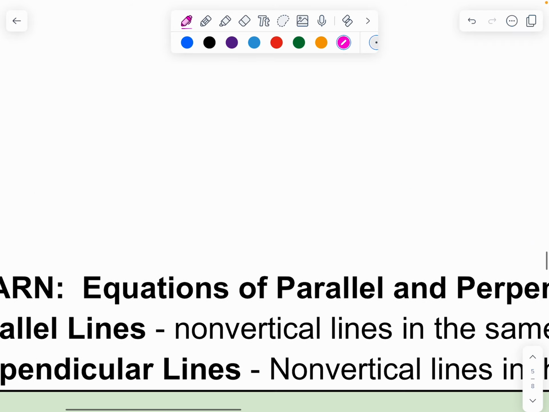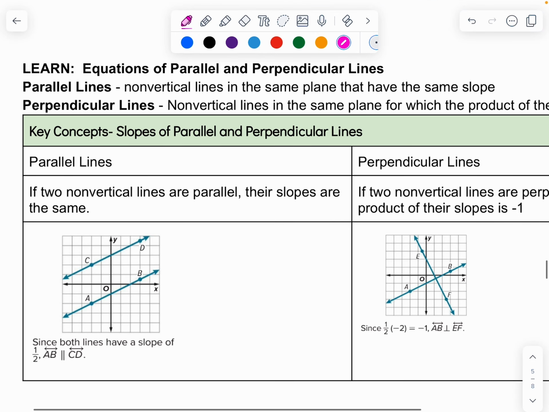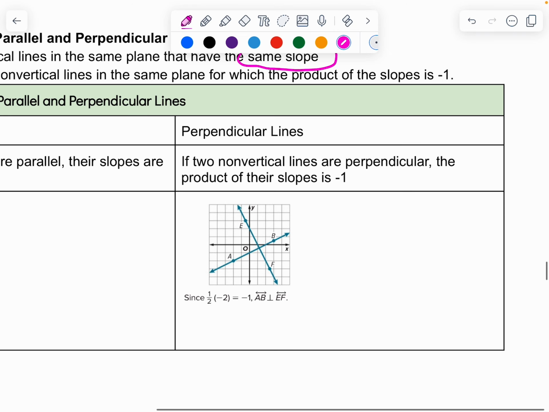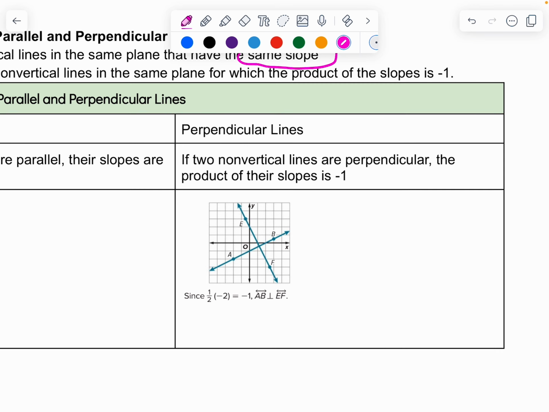Okay. So now we're going to talk about parallel and perpendicular lines. Parallel lines are non-vertical lines in the same plane and they have the same slope. Perpendicular lines are non-vertical lines whose slopes have a product of negative 1. So I'm going to tell you that it's the opposite reciprocal.